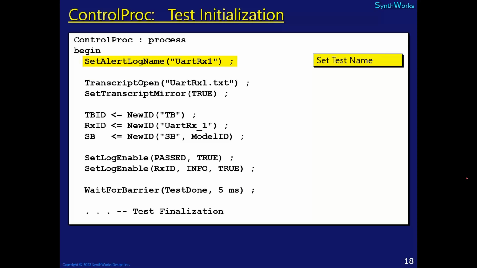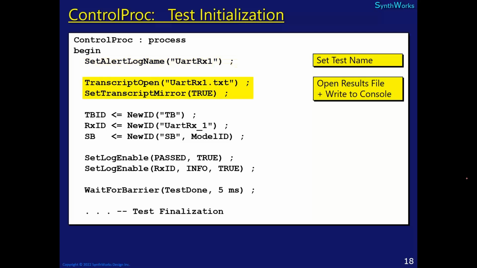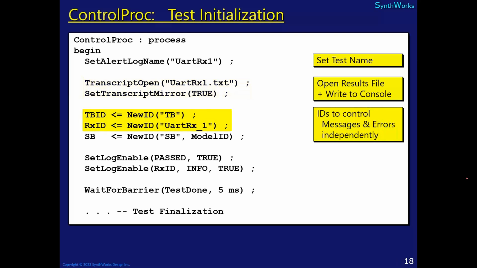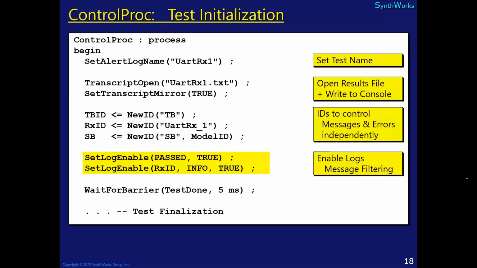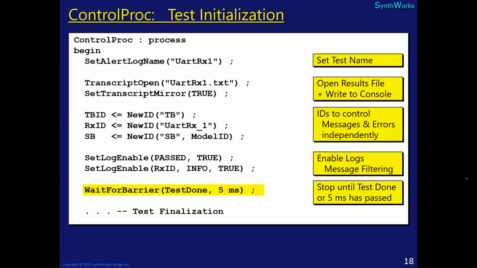Our control process is all about initialization and finalization of my test. So I set my test name. I open my transcript, and mirroring says send everything to a file as well as the console. I set up my IDs for my messaging and error control. I enable my logs and message filtering. So this is part of my message filtering strategy. And then we pause the control process until everything else is signaled test done, or 5 milliseconds has gone by, and that's our watchdog timer.